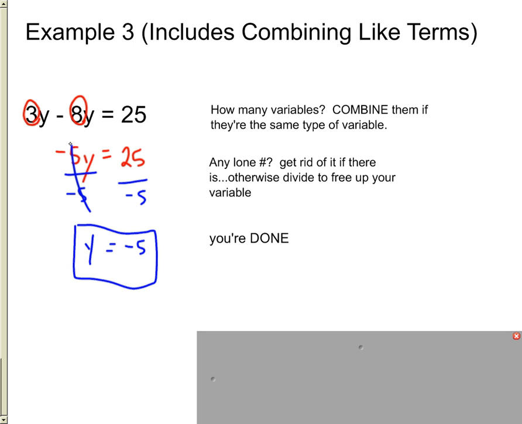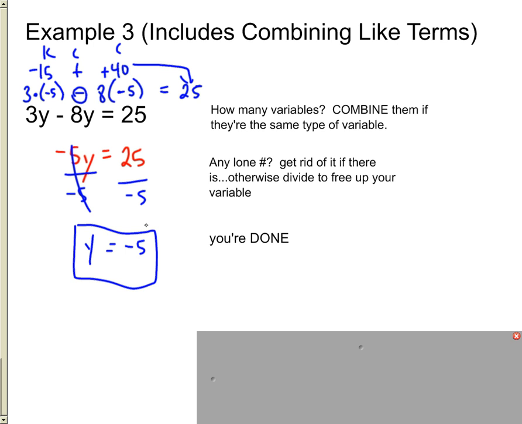If you want to know if you're correct, let me erase this circle part here. Take your answer, and this works on any equation. 3 times negative 5 minus 8 times, we know that y is negative 5. And if this works out to be 25, then we're correct. So 3 times negative 5 is negative 15. 8 times negative 5 is negative 40. And let's just go ahead and pull this subtraction sign up there. And remember, keep change, change. Negative 15 plus positive 40 does equal positive 25. So I know that negative 5 is the right answer.